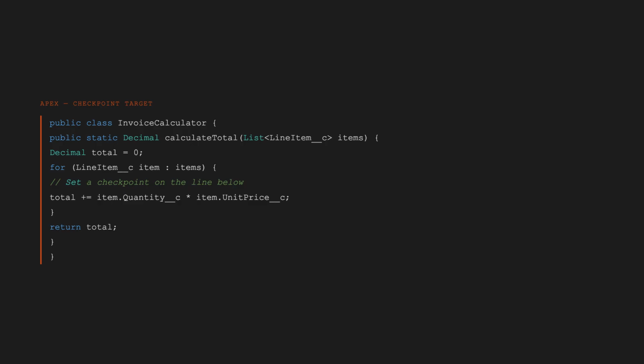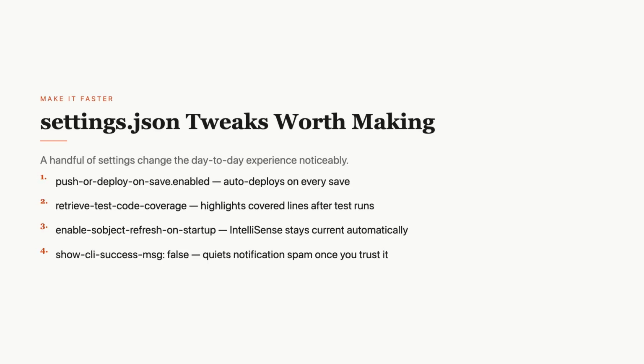Four lines: push or deploy on save, test coverage retrieval, SObject refresh on startup, and turning off the CLI success message once you trust the workflow and don't need the notification every time. 6 extensions, 1 install. CLI integration, Apex, Apex Replay Debugger, Visualforce, Lightning Web Components, and SOQL, all wired together the moment sfdx-project.json exists and an org is authorized. That's the entire foundation most Salesforce development sits on.